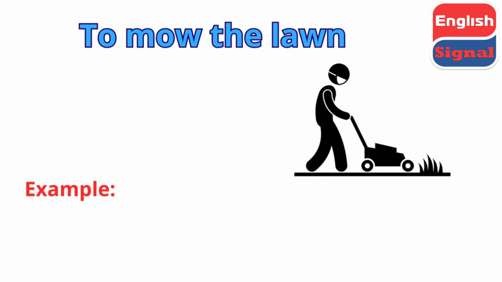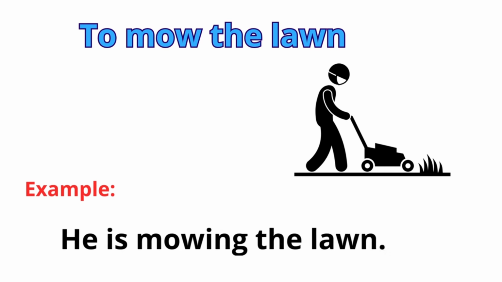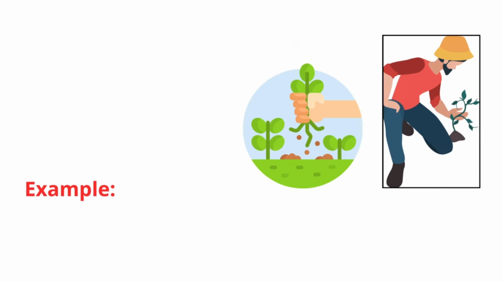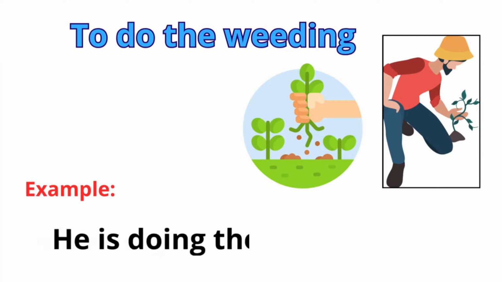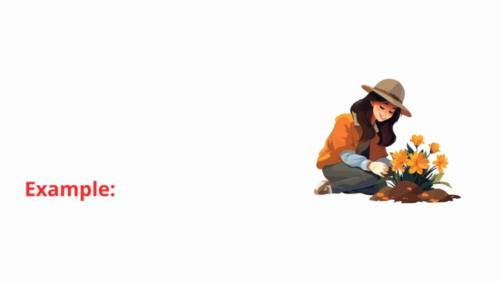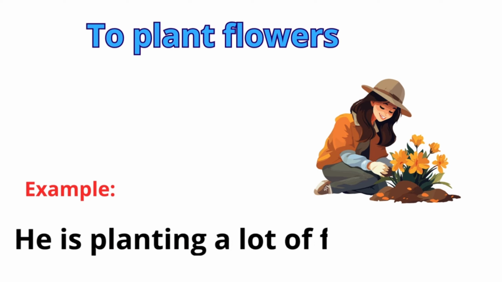To mow the lawn. He's mowing the lawn. To do the weeding. He's doing the weeding. To plant flowers. He's planting a lot of flowers.